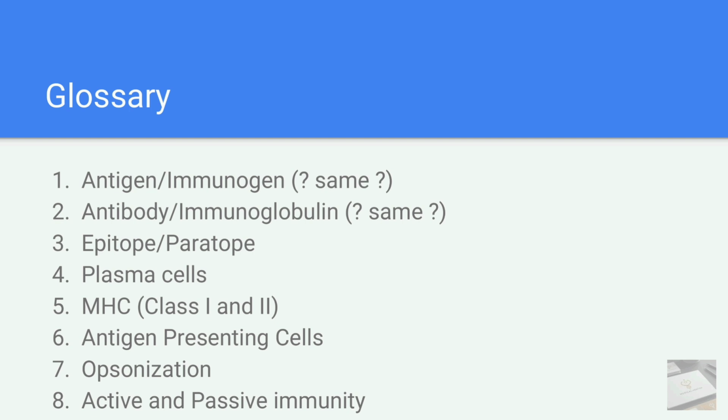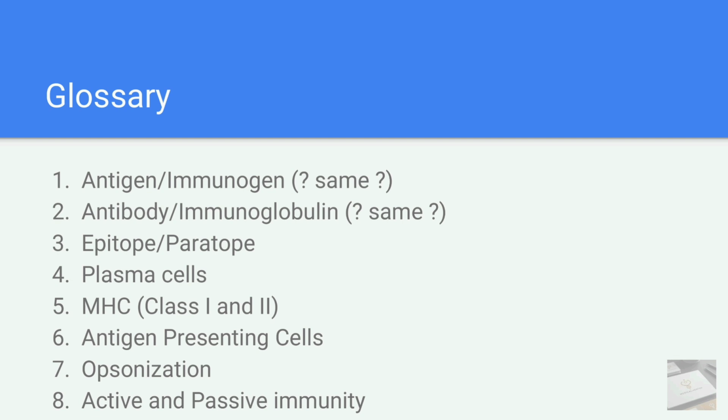The terms antibody and immunoglobulin are used interchangeably. Antibody or immunoglobulin is a protein produced as a result of immune response against antigen. Epitope is the site of an antigen recognized by the immune system, and the part of an antibody that binds to the epitope is a paratope. Plasma cells are the terminally differentiated B cells that produce antibodies.